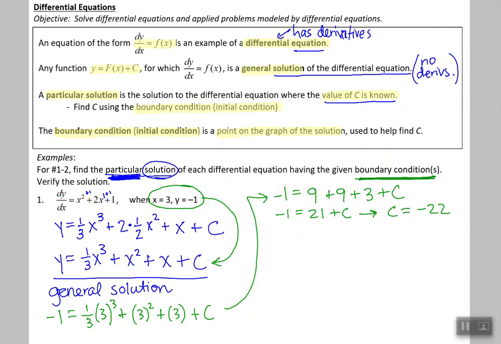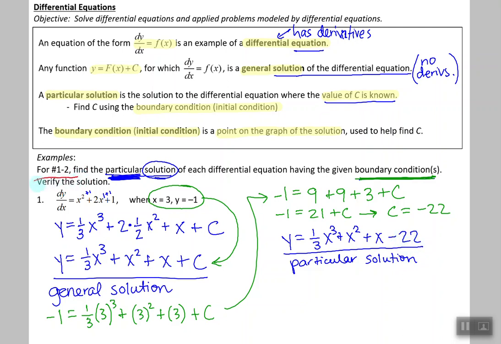So now we can write the solution where we know the c. y equals 1/3 x cubed plus x squared plus x minus 22. This right here is our particular solution because now we know the value of c.